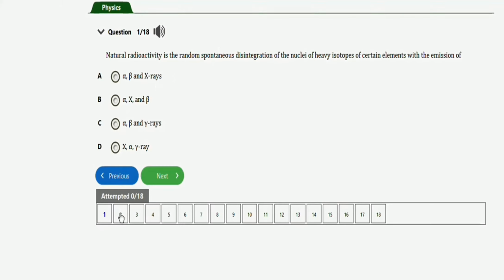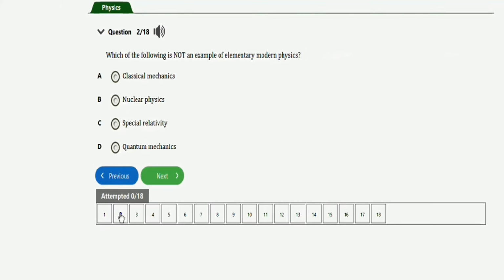The next repeated question will be this one. It says, which of the following is not an example of elementary modern physics? We have classical mechanics, nuclear physics, special relativity, quantum mechanics. The right option is option A, which is classical mechanics. Next question will be this one.